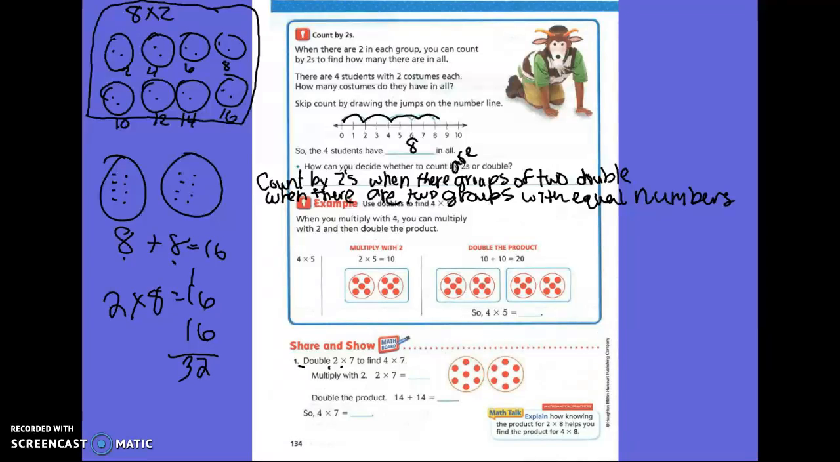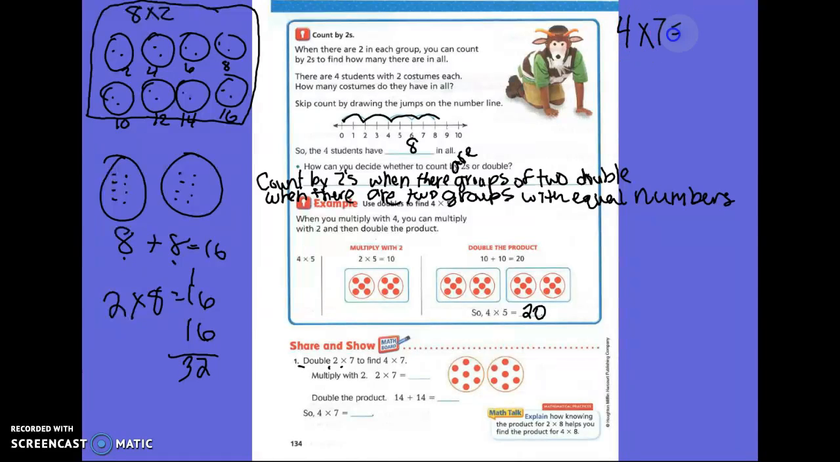Okay? So 4 times 5. If you multiply with 2, that would be 2 5s, which is 10. Now, if you double the answer of 10, you get 20. So 4 times 5 is 20. Okay, let's do one more real quick. So how about 4 times 7.